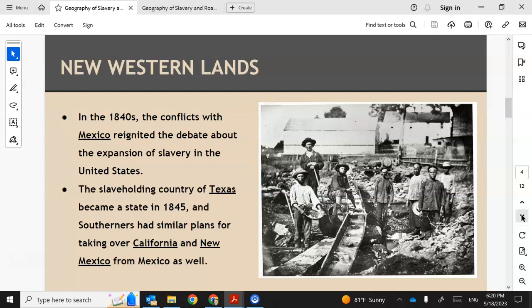Texas is a slaveholding state, and it became a slaveholding state in 1845. And California and New Mexico were looking to go the same direction. Well, that's not going to go well, because then you've got, right now, 1845, we've now got 12 slaveholding states, 11 free states. We're looking at adding 2 more slaveholding states. And of course, the non-slaveholding states are going to get upset.